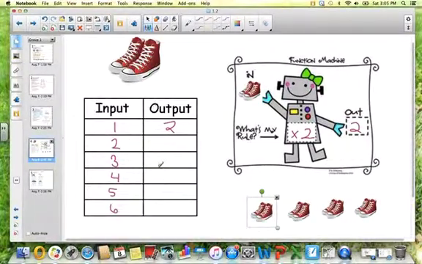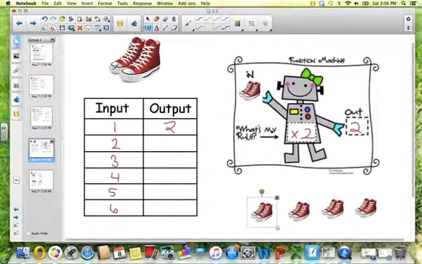Okay, so input-output tables. So input is you have a number or you have an object. We have shoes, as seen right here. And each pair of shoes has 2 shoes. Ooh, Miss Vervynck was getting confused there. So, what we are going to do is just really quickly catch up on function tables.